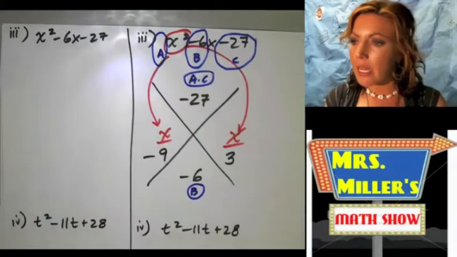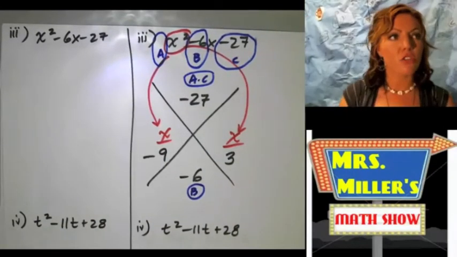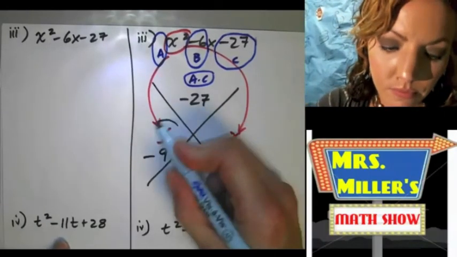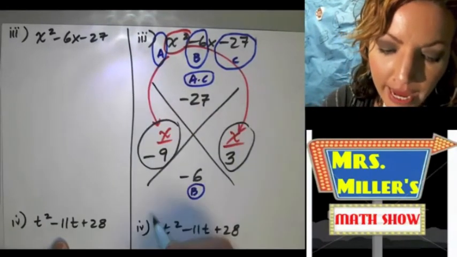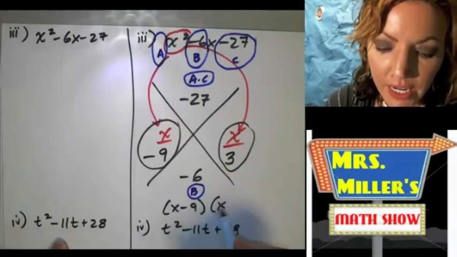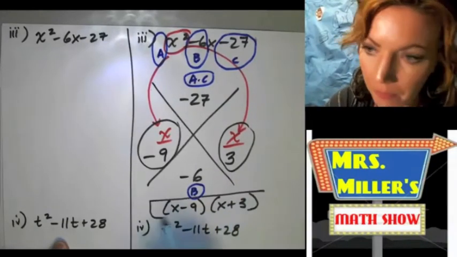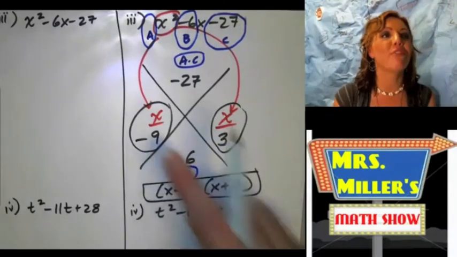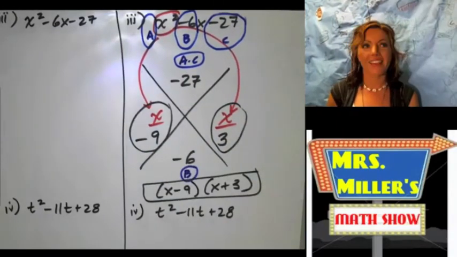Okay, and can somebody from that tell me, as long as there's no reducing that needs to happen, Cole? X minus 9 and x plus 3. Cole, where did the minus come from? That's attached to the 9. All right, everybody give it up for Cole.